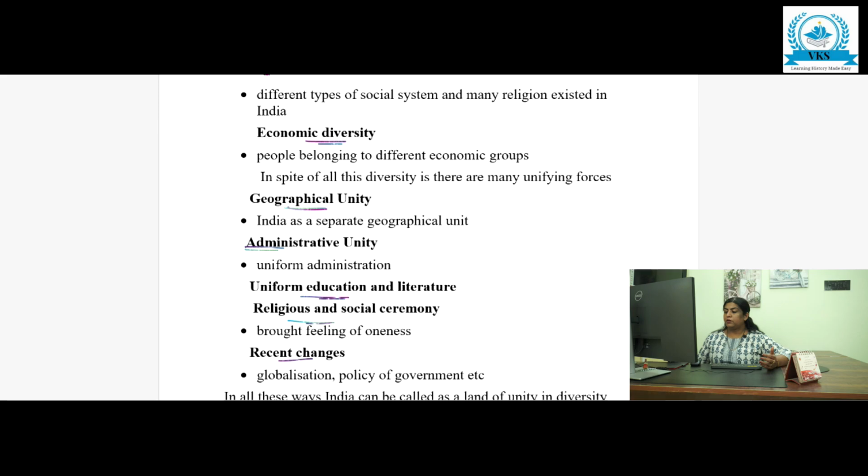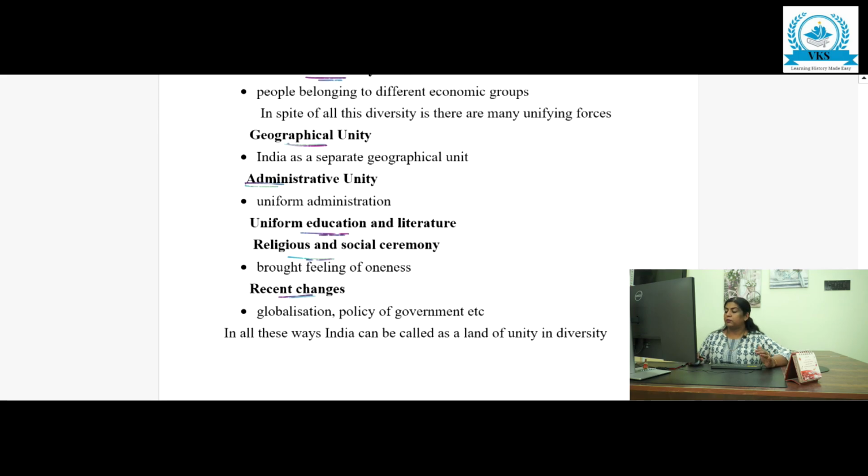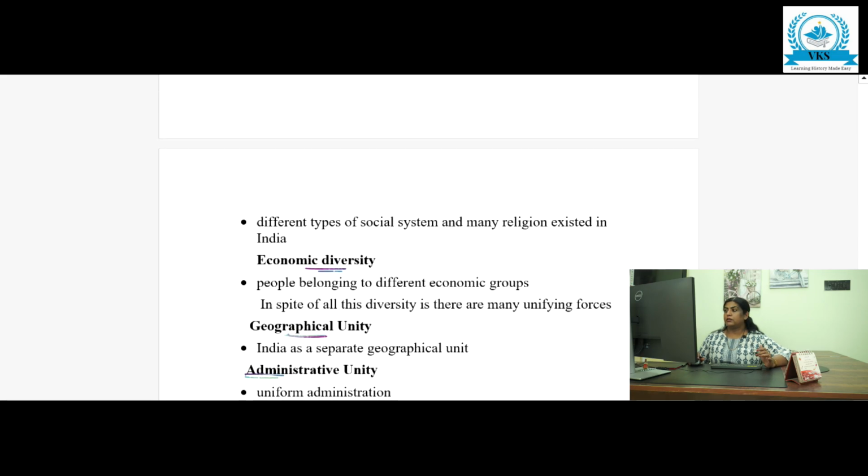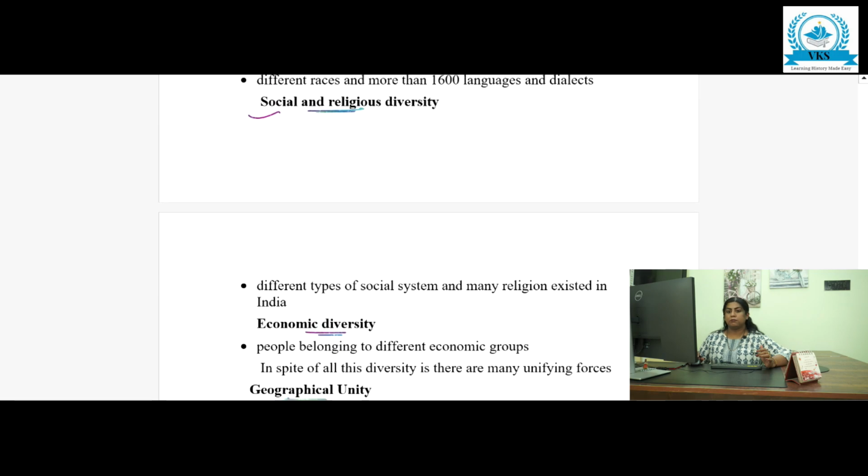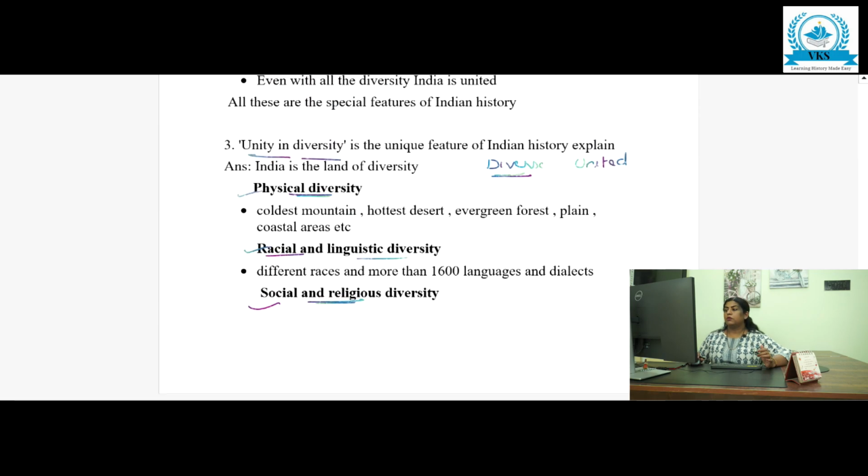Now finally, you have to write about some recent changes like globalization, policy of government, etc. And you can conclude the answer with, in all these ways, India can be called a land of unity in diversity. So this is a long answer. Sometimes it can come as a 10-mark question also. So you remember the main points.